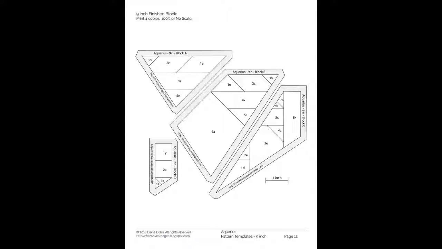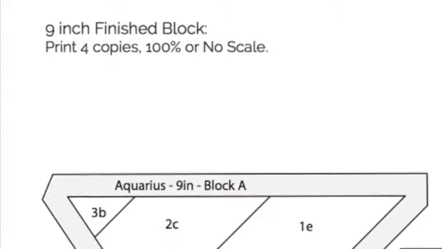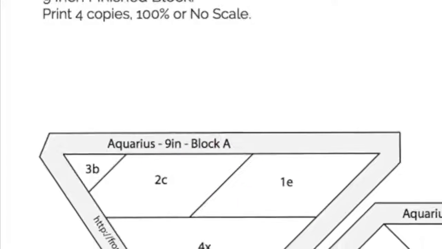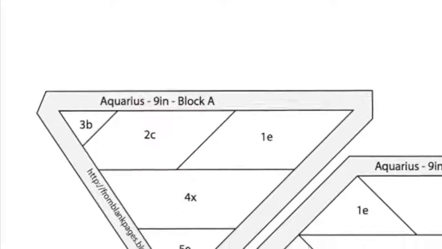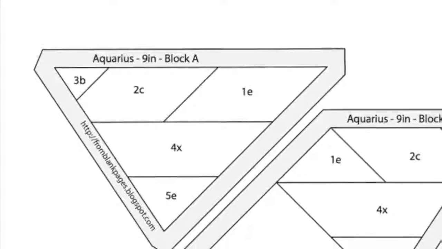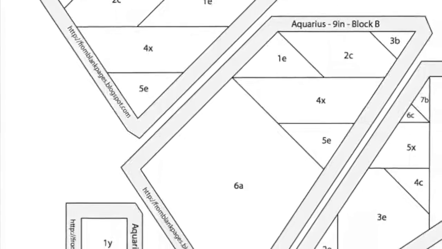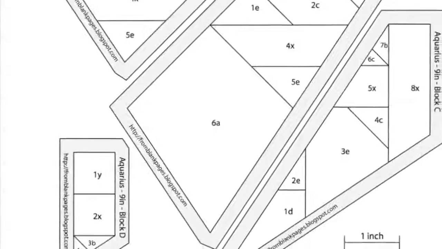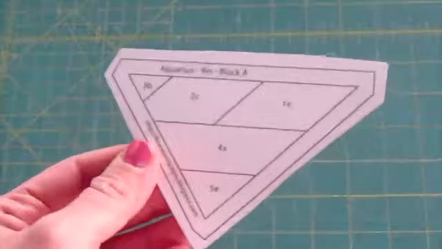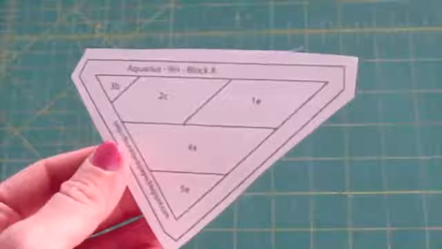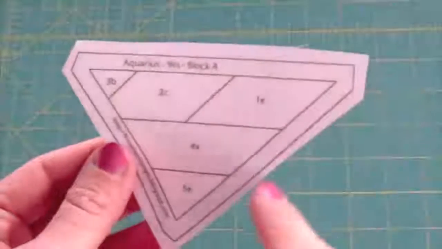In all of the Zodiac BOM patterns, you will need to print 4 copies of each pattern section or block to create one finished block. In the Aquarius pattern, this is blocks A through D. Be sure to print them at 100% or no scale to get the accurate size. When you cut these out prior to piecing, you do not need to cut them out exactly. I actually prefer to leave a small border on them. I've found that it makes it easier to trim them accurately after I've pieced them.